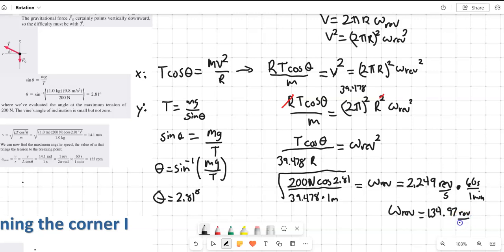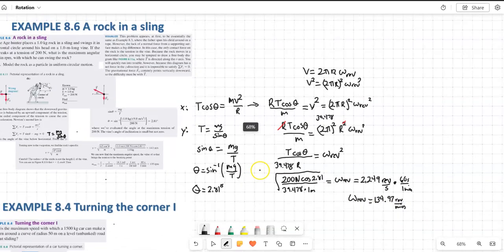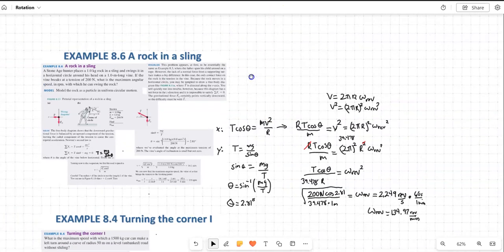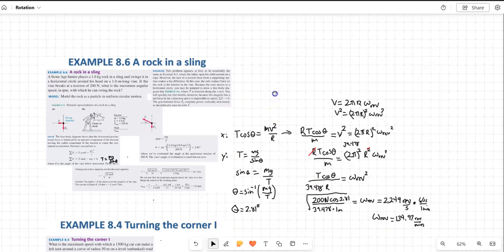Revolutions per minute. And so, as you can see, that's the reason why this problem is more realistic.